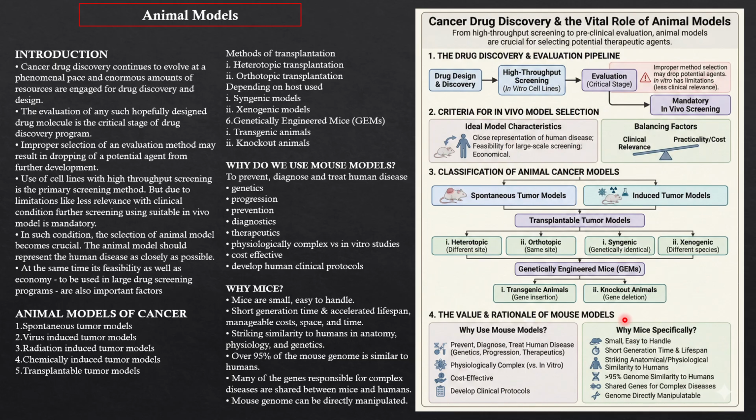Now, why use these models? They help prevent, diagnose and treat human diseases, and they are physiologically complex, and they are cost effective. And why mice are specifically used is they are small and easy to handle. They have a short generation time and a short lifespan. They are anatomically and physiologically similar to humans, with 95% genome similarity to humans. They have shared genes for complex diseases and the genome is directly manipulatable.